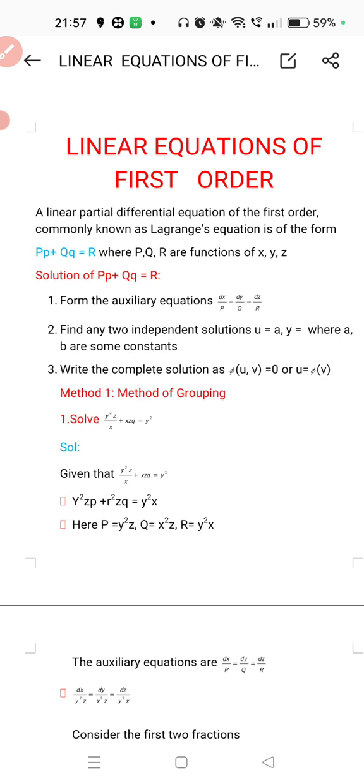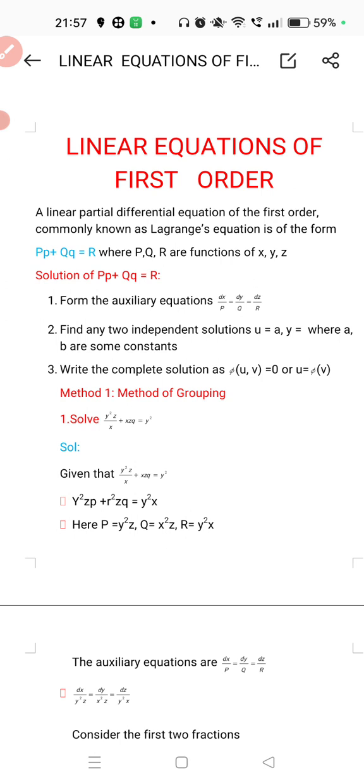In the previous video, we learned the definition of a partial differential equation, discussed the order and degree of a partial differential equation, and also learned how to form a partial differential equation by eliminating the arbitrary constants.